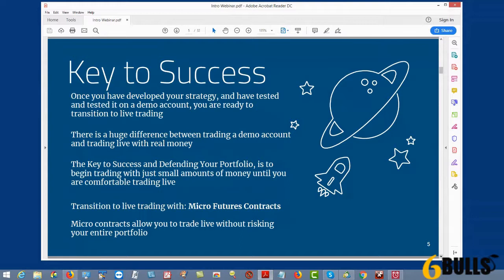People don't realize there's a huge difference between trading a demo account and trading with real money. On a demo account, if you lose money, you go, oh well, it was a demo. But when you're trading live, you don't get to make that statement. And so having that ability of transitioning to micros as opposed to minis, you may not make a lot of money initially, but you won't lose a lot either. And until you get your feet wet trading with money, this is a great way to go. You go to micros. Once you're doing well with micros, then you go to minis, and then finally you go to the standard contract.